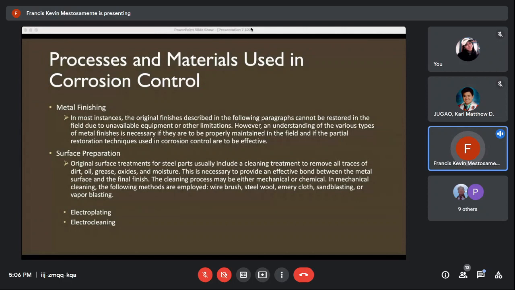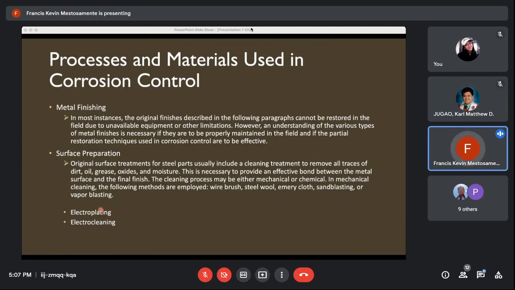Next up, we got processes and materials used in corrosion control. We'll look into this, especially yung electroplating. So ito yung isa sa mga pinaka-common on several parts. Ito po yung ginagawa. So if you look into sa mga local shop, meron tayong mga murang jewelry na gold product. So yung gold-plated, silver-plated. So ito yun, electroplating yung process.